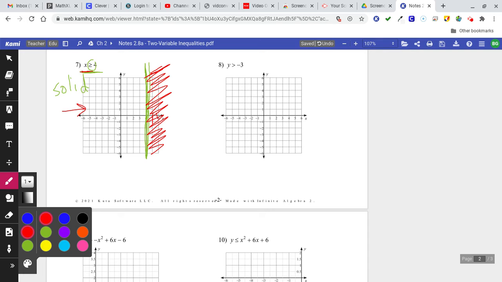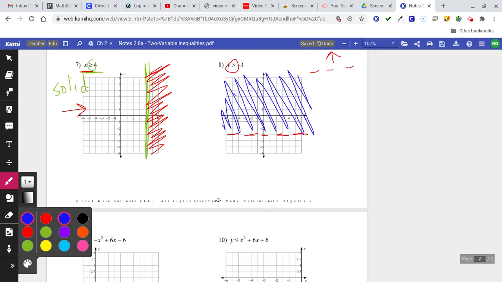Number 8, y is greater than -3. Go down here on the y-axis to -3. It's going to be a horizontal line. We see the greater than, and so we know it's going to be a dotted line, and we're going to shade up above. So draw a dotted line. And then we're going to shade everything above that line. We're coloring that in, make it look nice. What we're doing is shading in all of these points, all of these ordered pairs.